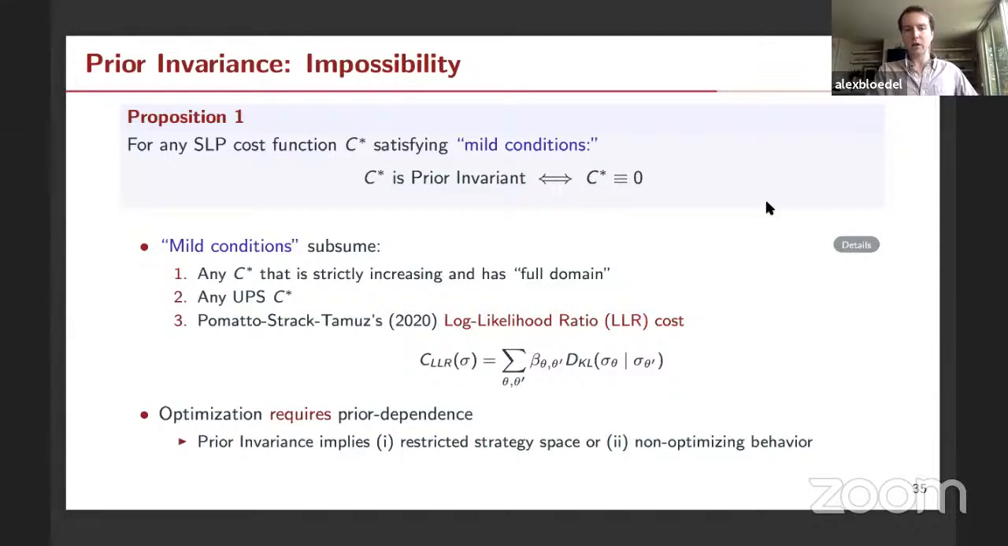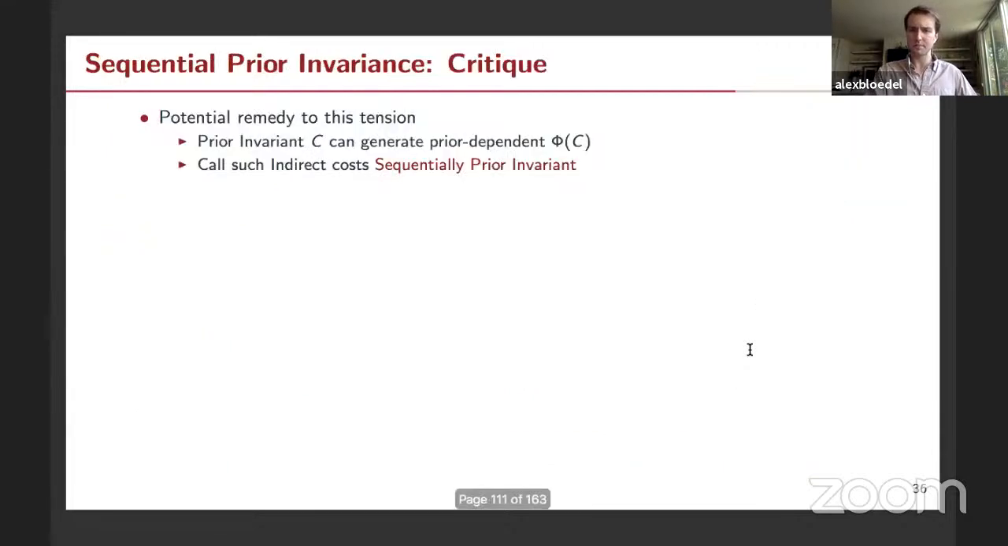So for prior invariance, again, this just means that the cost depends on the experiment, but not the prior. Under mild conditions, the only prior invariant SLP cost is identically 0. These mild conditions subsume any cost function that's strictly increasing in the Blackwell order, any UPS cost function, and also Pomatto, Strack, and Tamuz's log likelihood ratio cost. And the interpretation here again is that optimization requires prior dependence, or at least our notion of optimization does.